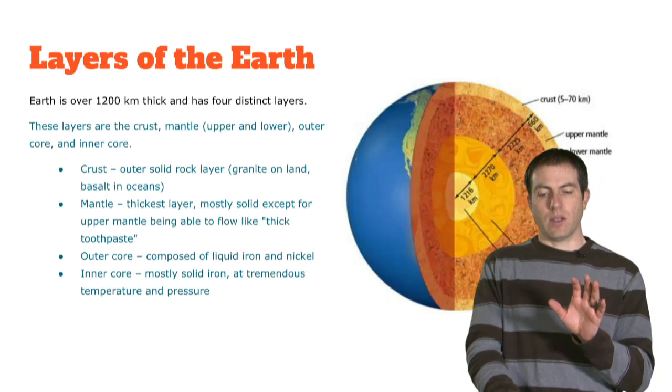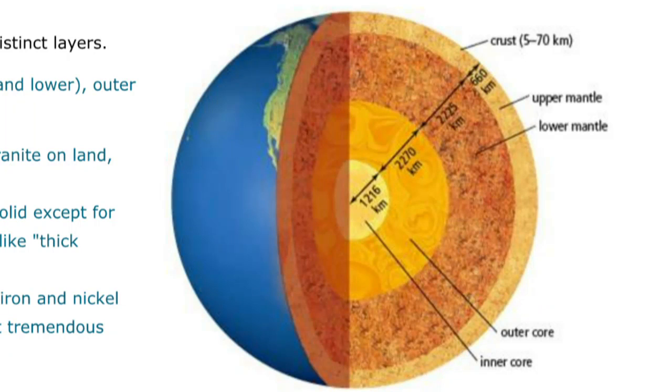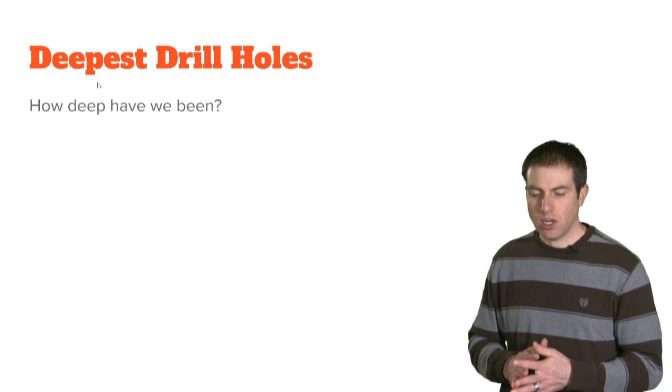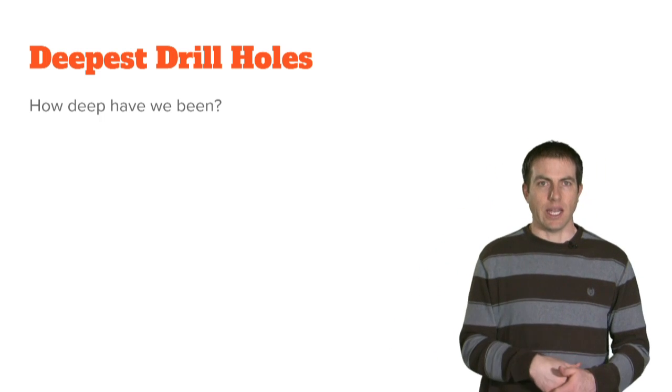All right, so if we look at the image here, the crust is about 5 kilometers. The upper mantle is 660, the lower mantle is about 2,000 kilometers. The outer core is about 2,000 kilometers, and the inner core is about 1,000 kilometers. So in all, I've got Earth is over 1,200 kilometers thick. It should be 12,000 kilometers thick. So how deep have we been? On the human scale, how far have we gone down into the Earth?